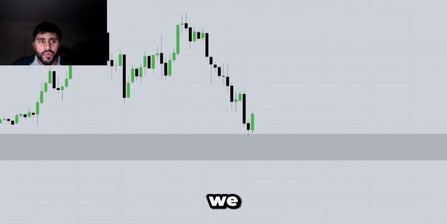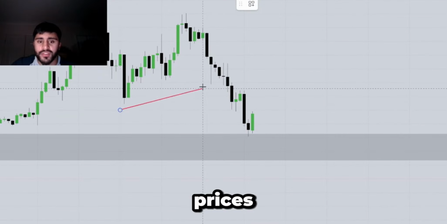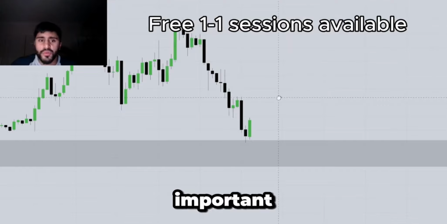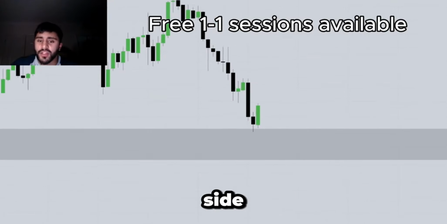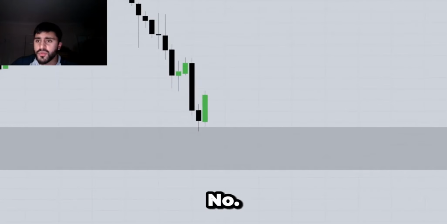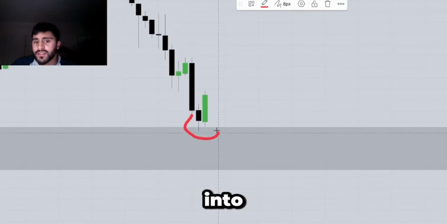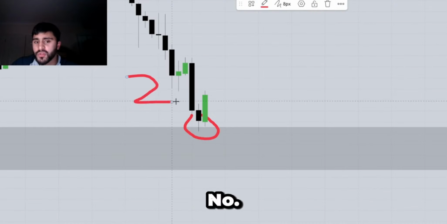Zone over here, we also have some sell side liquidity prices also taken out. So it's important to understand where the buy and sell side liquidity points are. So step number 2 is we're waiting for a mitigation into the zone itself. So that's step number 2. We want to be waiting for price to get into the zone itself.